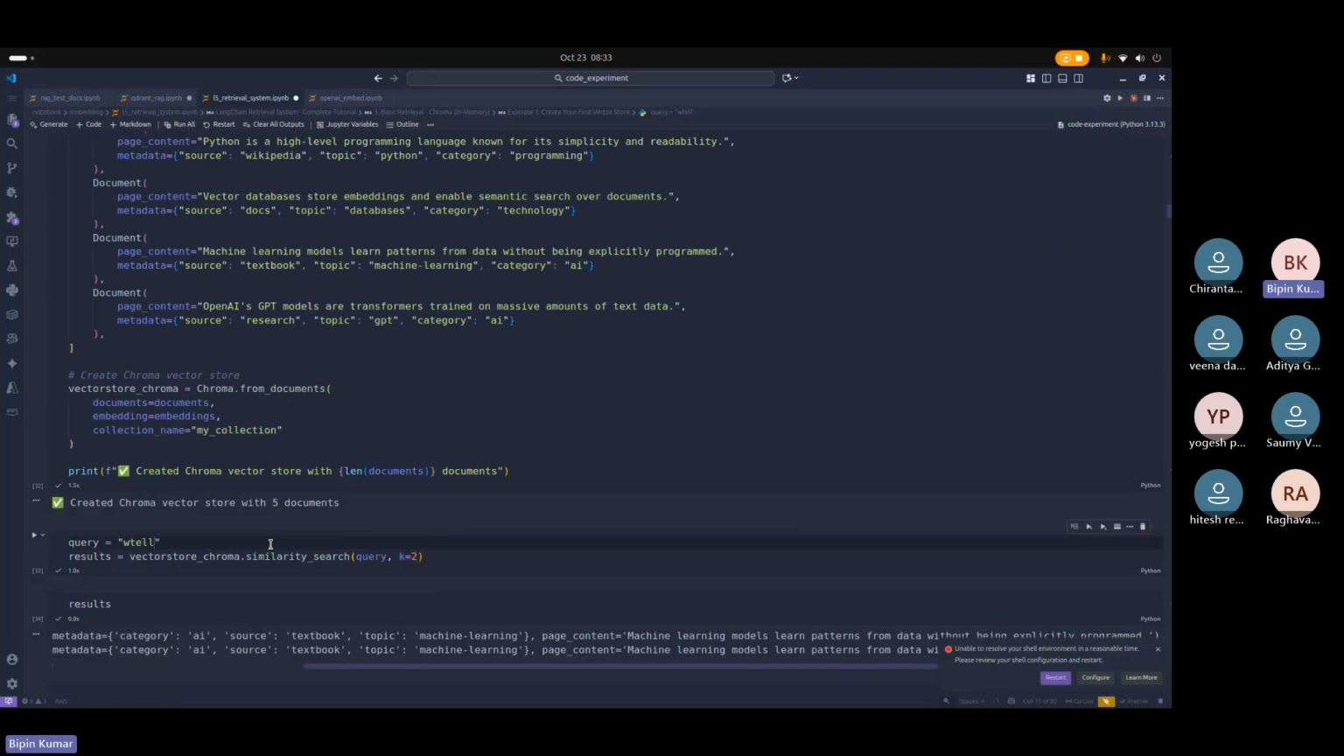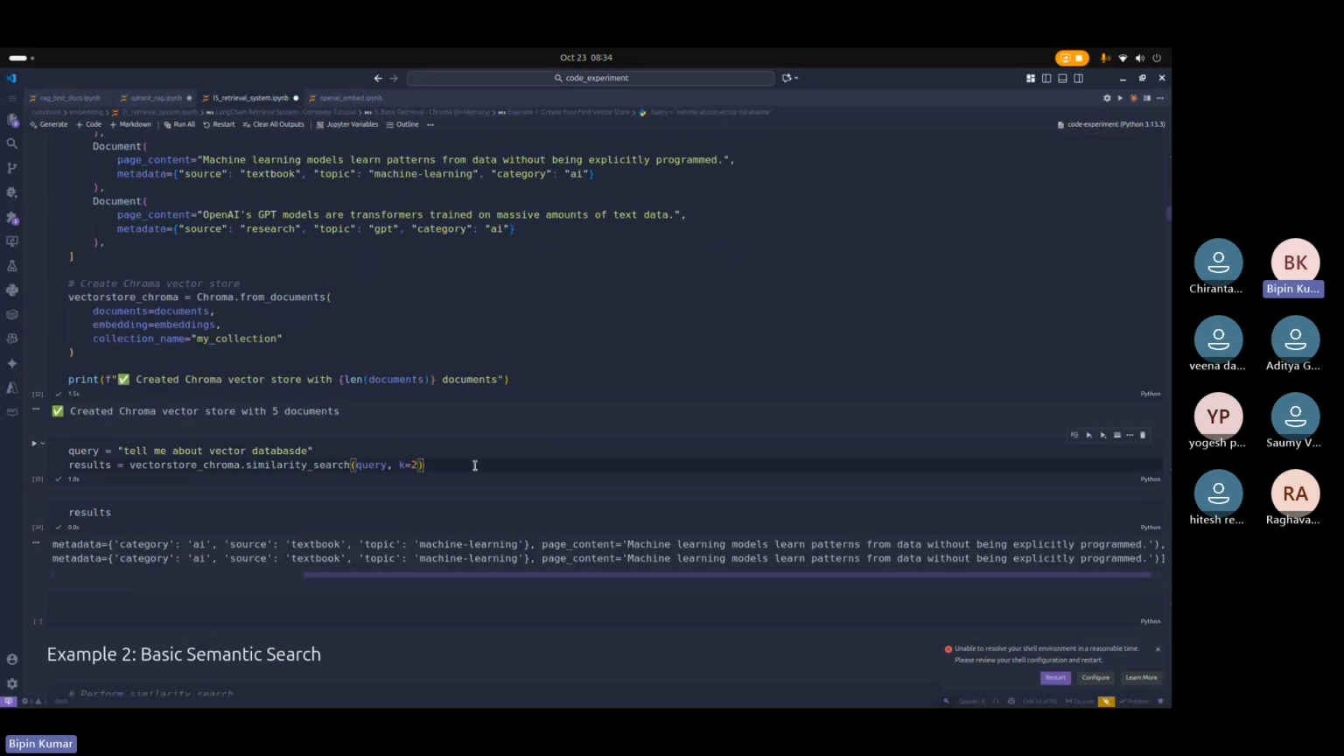Okay, and if you ask, let's say, tell me about vector database, and let's say the spelling is also incorrect. Okay, vector database, and let's see what happened. Okay, and let's run it again.